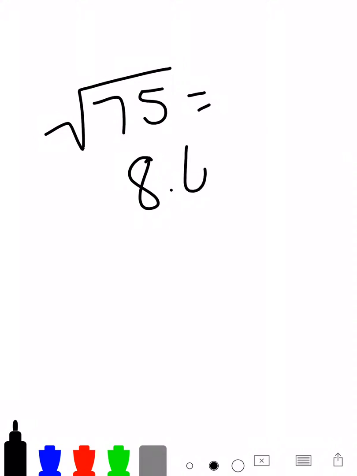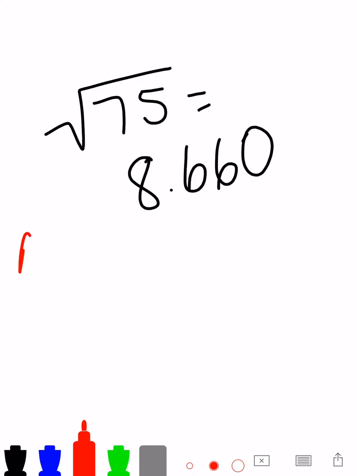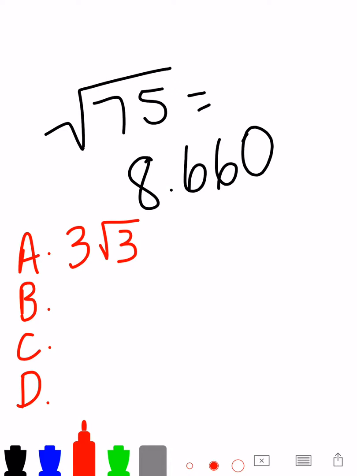So the square root of 75 is equal to 8.660. And now, you will definitely have answer choices for problems like these. So let me write you out some real fast so I can show you how you're going to solve these.